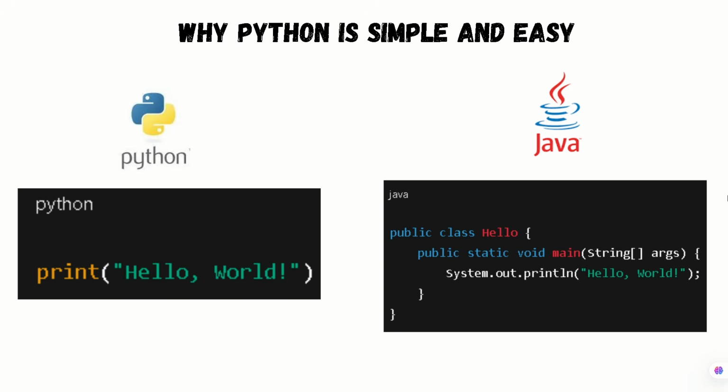To print something in Java, you need to define a class, a main method, and use several lines of syntax. But in the case of Python, it's just one simple line, no extra steps, no confusion, no brackets. That's the magic of Python. You focus on logic, not boilerplate code.